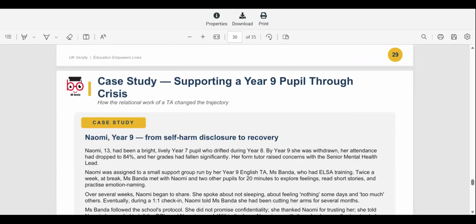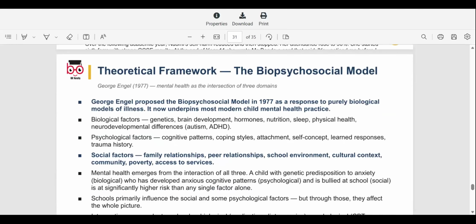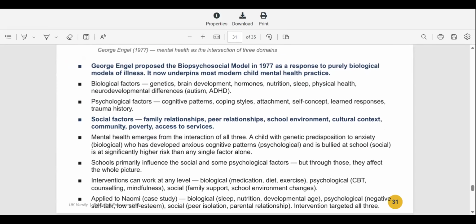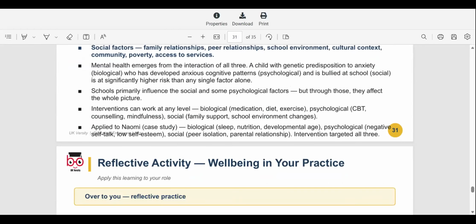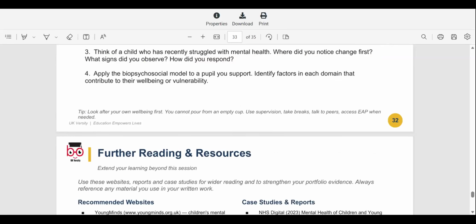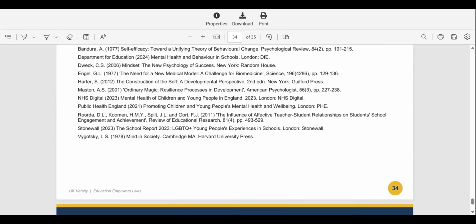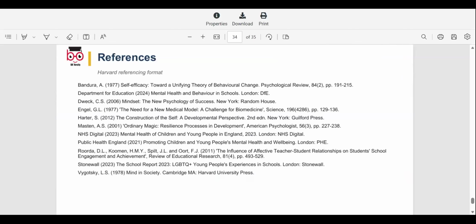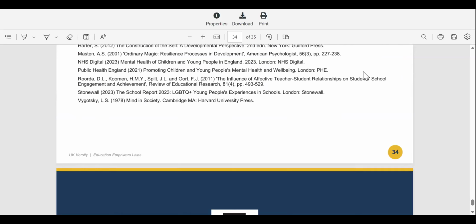This is a case study about someone called Naomi that you can look at in your own time. The theoretical framework used here is George Engel's biopsychosocial model, as a response to a purely biological model of illness. So you looked at biological factors, psychological factors, social factors, and mental health. This is an activity you could do in your own time, along with further reading and references on Learning Outcome 1 to Learning Outcome 5.